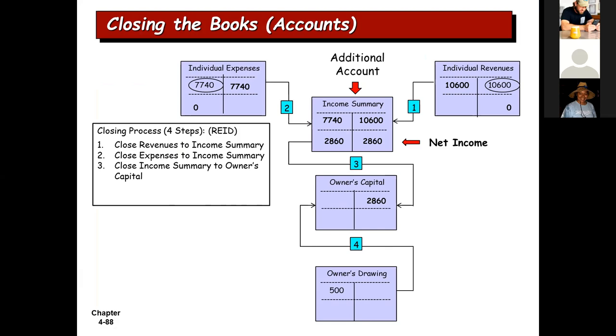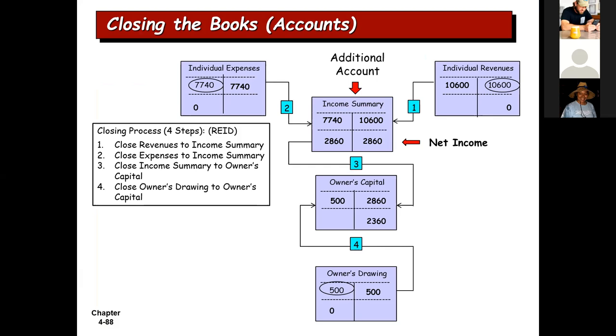And then the last closing entry is to close the drawing or dividend account back to the capital account. We have 500 that was taken out by the owner. We're going to zero that out by crediting it and moving it to the capital account. That's going to reduce the capital balance. So that means that the capital account in total for the month increased by 2,360.